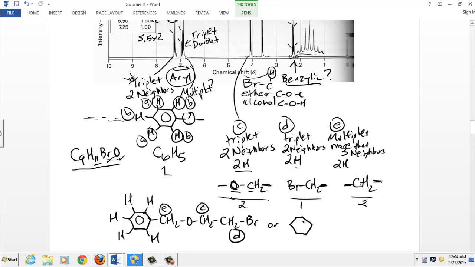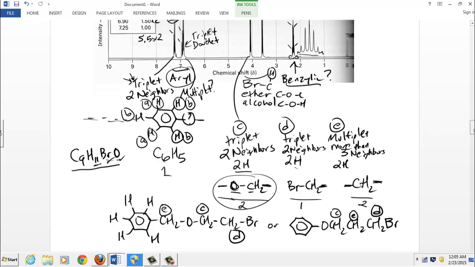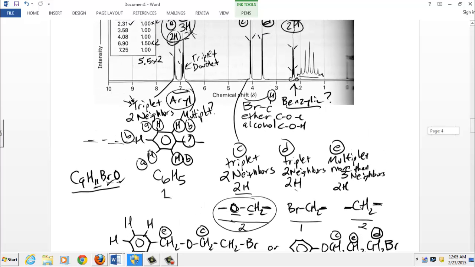Get the benzene ring here, and then put this group on next. OCH2. That's my peak C. And then this group with 2 bonds, that'd be peak E. And then the last group, the CH2 with the bromine, that'd be my D. Okay. Then let's look at the position of peaks to see if we can eliminate one of these structures.